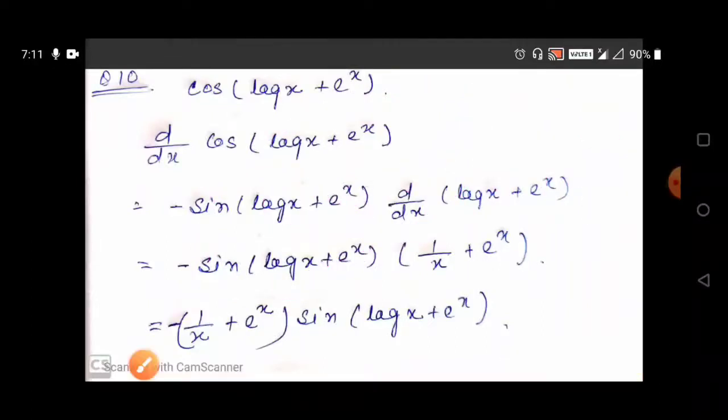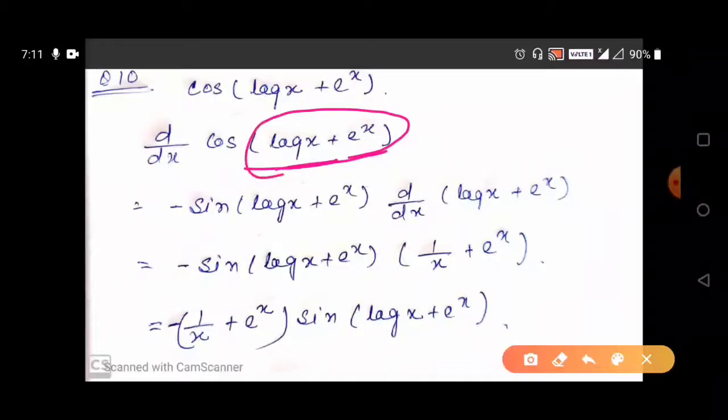Question number 10, cos of log x plus e to the power x. So we have to differentiate this with respect to x. d/dx of cos within bracket log x plus e to the power x. So first of all, we will apply the formula d/dx of cos x. In place of x, we have log x plus e to the power x. d/dx of cos x is equal to minus sin x. So we will write minus sin of log x plus e to the power x.